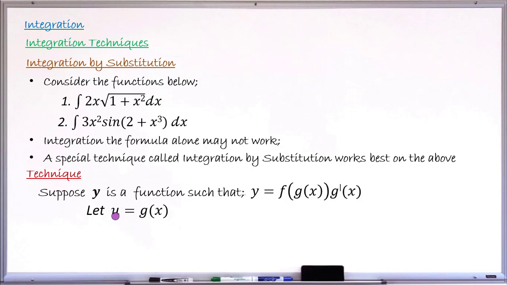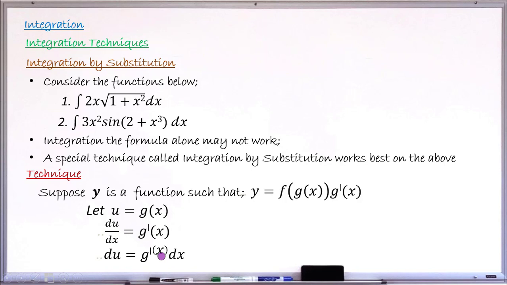We are trying to resolve this into a less complex type. So if you let the inner one be your u, then you find the derivative of this function u, which will give du dx equals g prime of x. If that is the case, you cross multiply to make du the subject. So you now have du equals g prime of x multiplied by dx, that is dx times g prime of x.